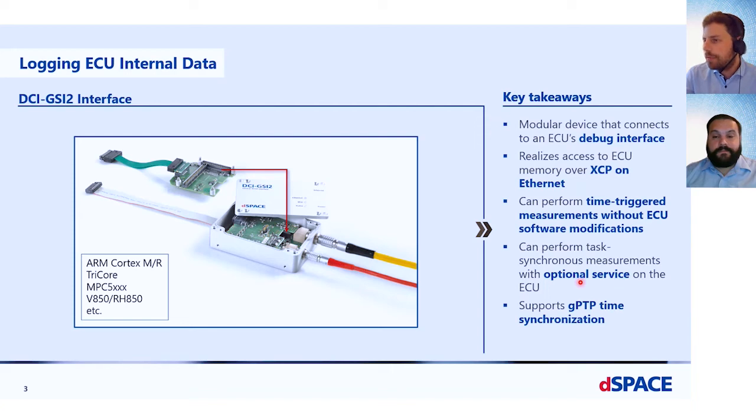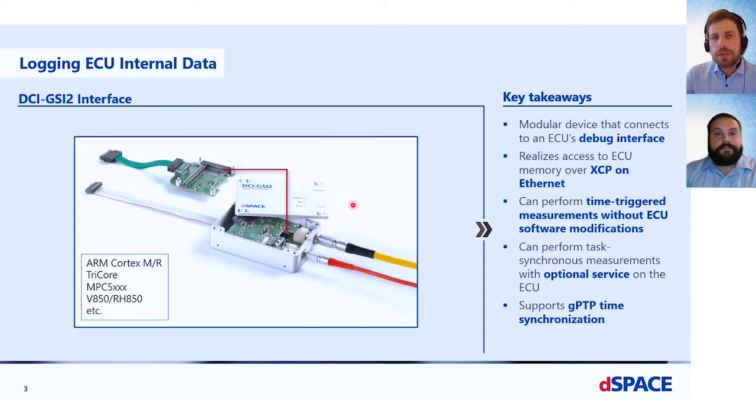And in addition to that, the device supports GPTP time synchronization, so our data loggers can act as a GPTP time master, whereas the GSI2 can consume that time as a GPTP time slave, and hence you will get accurate timestamping.